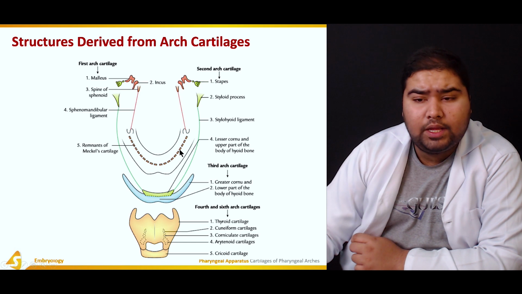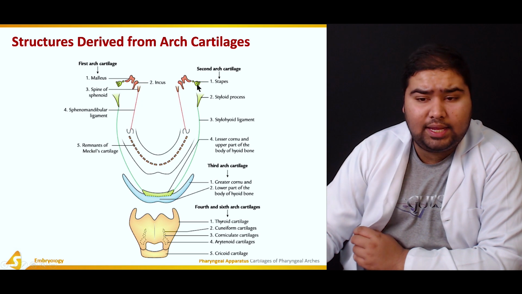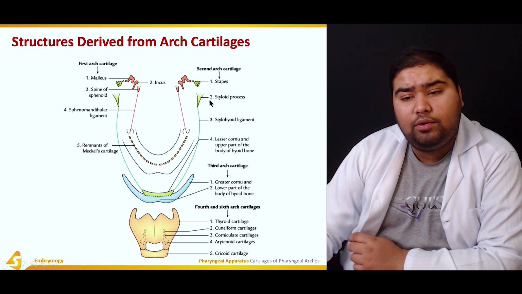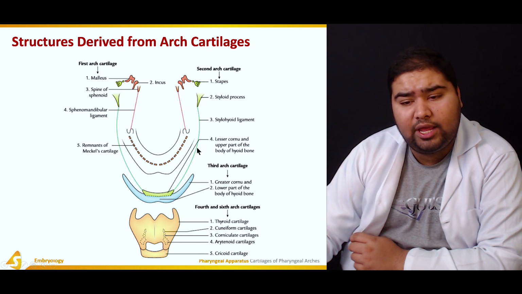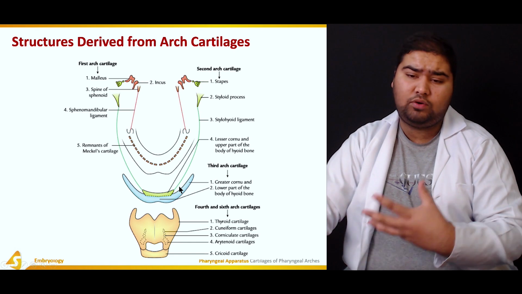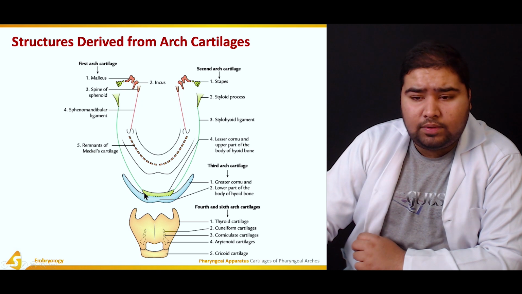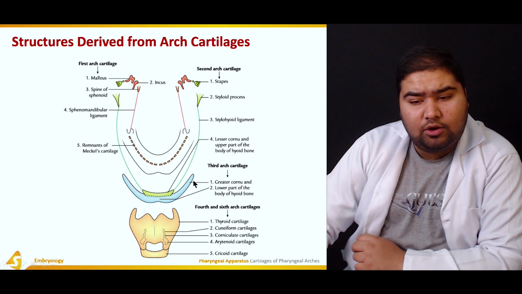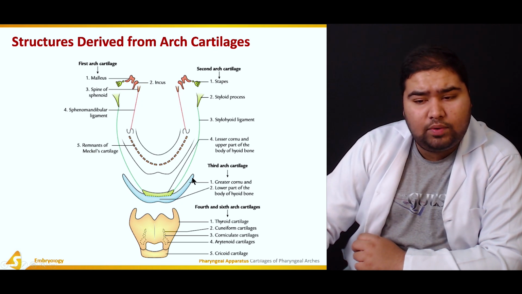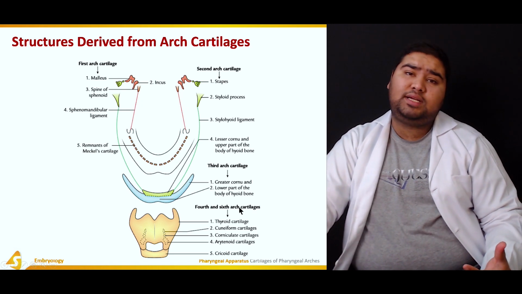Here you can see. Now the second arch cartilage forms the stapes, that is the third bone in the middle ear. It also forms the styloid process. Here you can see it also forms the stylohyoid ligament, which is again the perichondrium, only the perichondrium being retained. It also forms the lesser cornu and upper part of the body of the hyoid bone. Now the third arch cartilage forms the greater cornu and the lower part of the body of the hyoid bone. And now the fourth and sixth arch cartilages form 5 important cartilages.